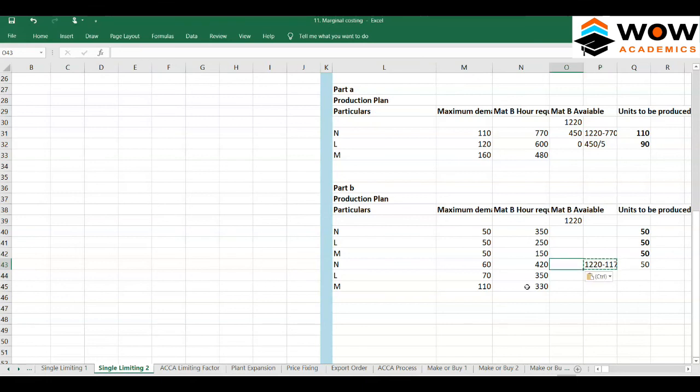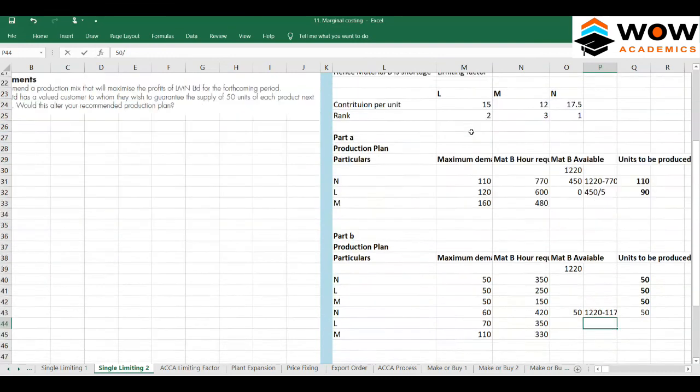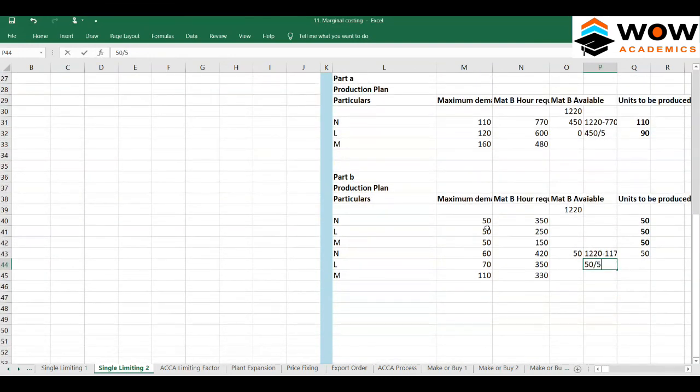So what will be the material available? Material available will be 50 kgs are available. Okay, so after N is being produced, 50 kgs are available. This 50 kg could be given to produce L. So how many kilograms L takes? It takes 5 kilograms per unit. So they could easily produce maximum 10 units.